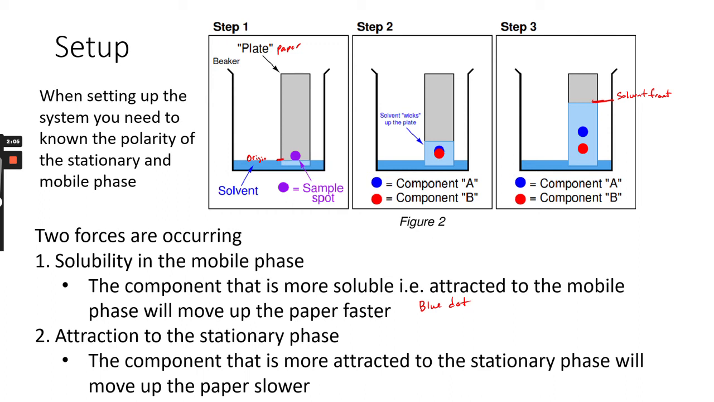And then there's the attraction to the stationary phase, which is the paper. The component that is more attracted to the stationary phase will move up the paper slower. In this case, it's the red dot. So there's two things going on. Your solute is attracted to the paper or to the solvent. If it's attracted to the paper, it's going to move slower. If it's attracted to the solvent, it'll move faster.